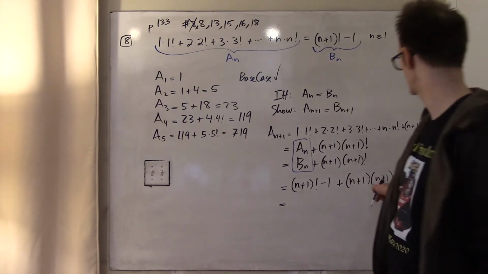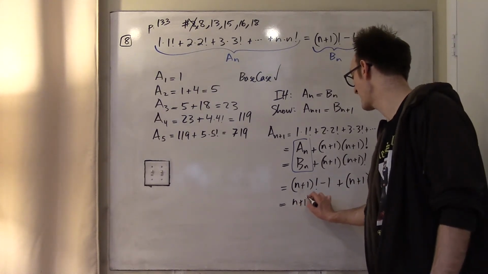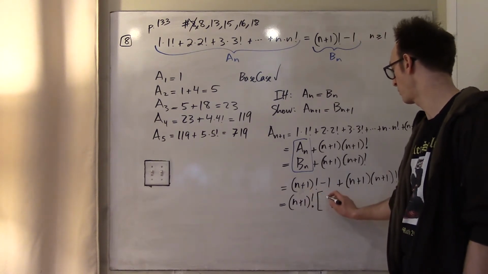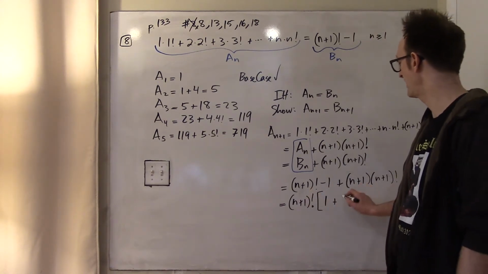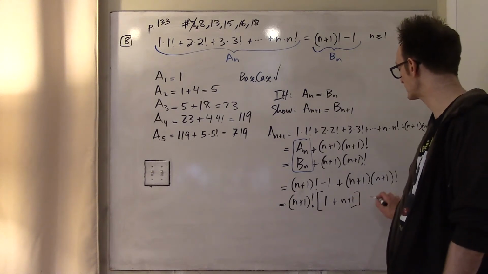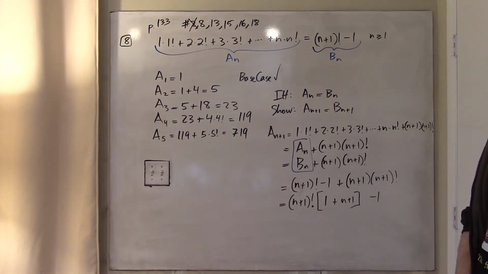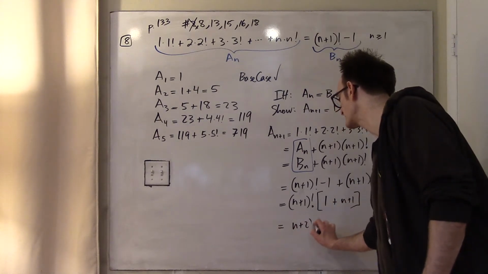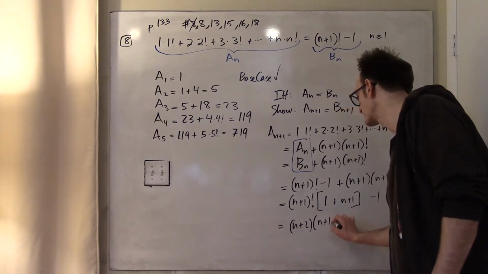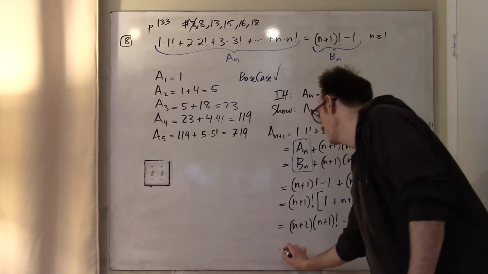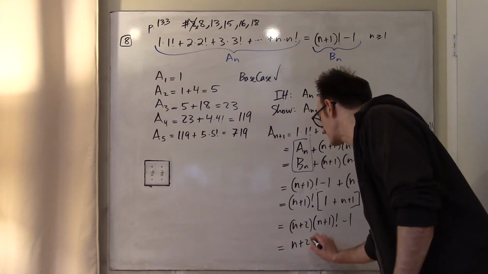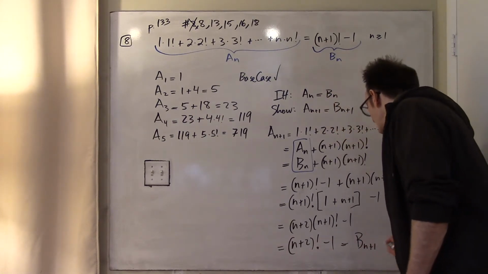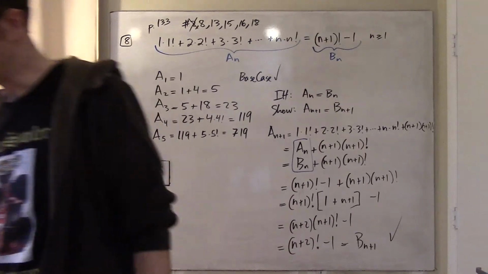Well, okay, let's just start. So I factor out an n plus 1 factorial, leaving me with 1 plus n plus 1. And then there's still this minus 1, which I just leave there. And of course that's just n plus 2. So this is n plus 2 times n plus 1 factorial minus 1, but that is just n plus 2 factorial minus 1, and that is just by definition b sub n plus 1, and so we're done. Okay, I thought that was pretty easy.